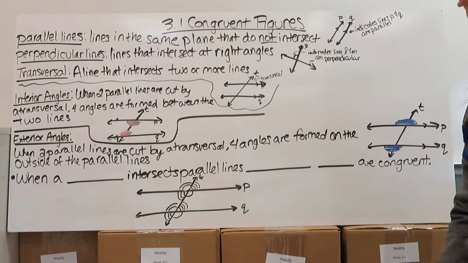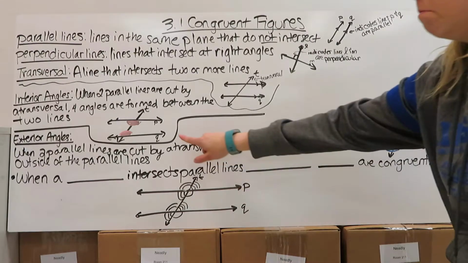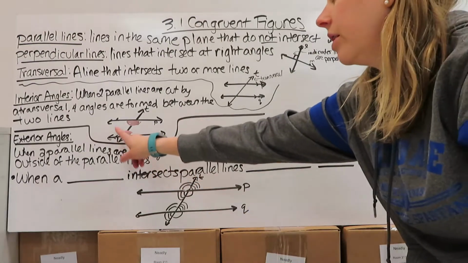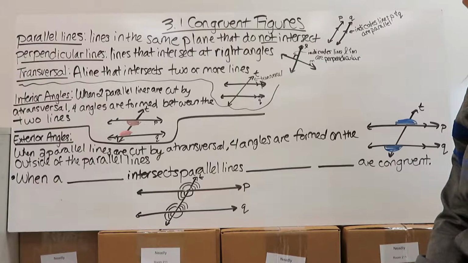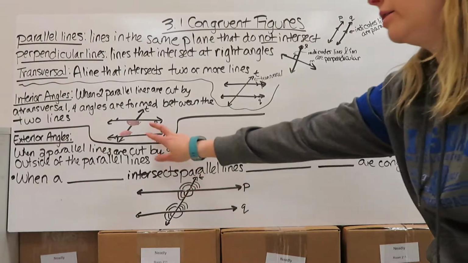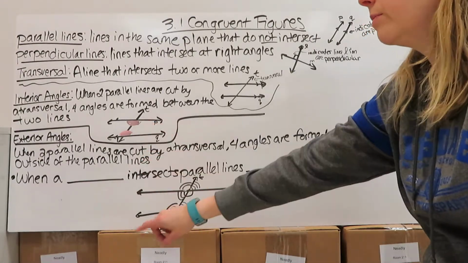Interior angles. When two parallel lines, P and Q, here are the indications right here that they're parallel, are cut by a transversal, four angles are formed between the two lines. Those are the interior angles.